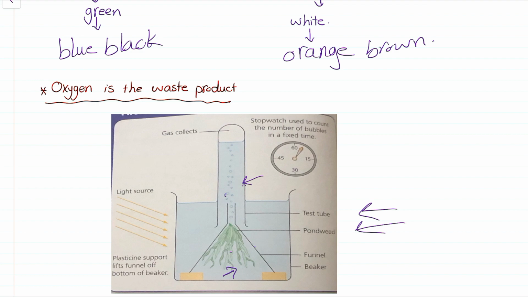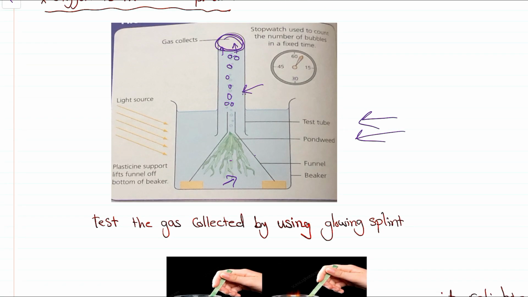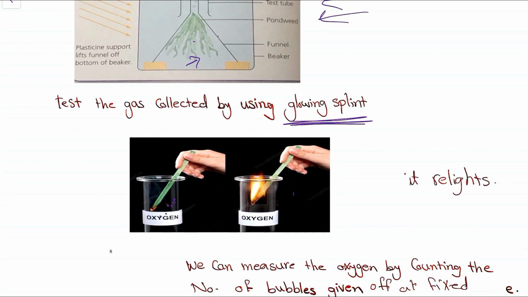By that time you can see the release of bubbles, and these bubbles move up to replace the water. So the gas is formed in this part. After that, take the test tube and check this gas by using a glowing splint, as you see in the picture. Here the glowing splint, in case of oxygen, relights. It relights, meaning this gas is oxygen. So we proved that oxygen is released or produced by photosynthesis as a waste product.